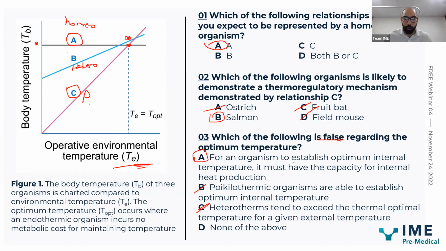So that's why you can argue that this is false, because for an organism to establish optimum internal temperature, it can have the capacity for internal heat production and external influence. So that would make it a correct statement, but it's missing this part. So that's why A is a false statement, which means it's correct. So D is going to be incorrect. So that's why A is correct. Well done to those playing along, because you got all the options correct.